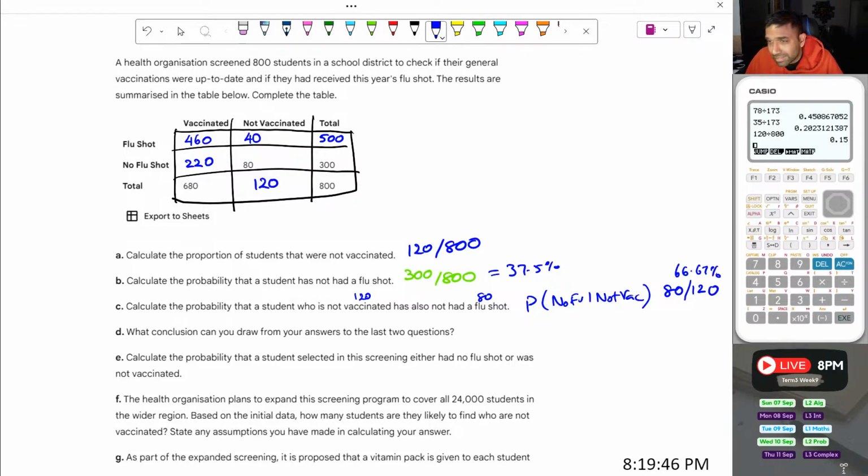Yeah. Sorry. It suggests that they're not actually independent. They're not independent because there is a connection between students' vaccination and whether they had a flu shot or not as well. So yeah, it depends on the context of the question, people. You've got to just think about what the probabilities are that you get, and then go from there.